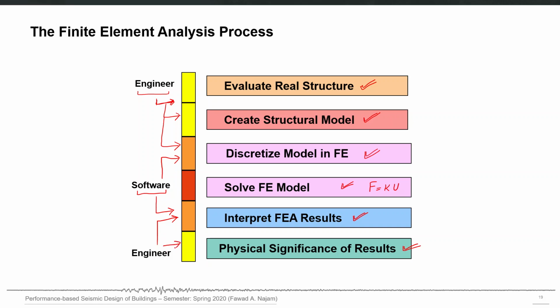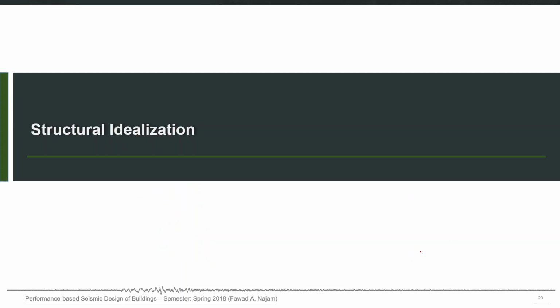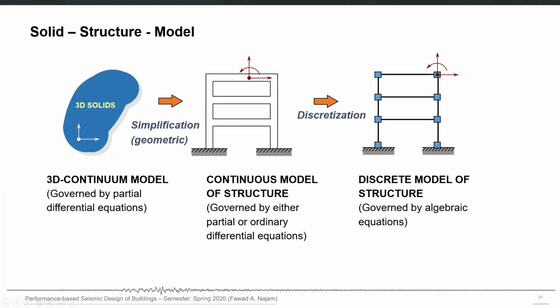So this is the overall scheme of work which is going to be implemented in the finite element analysis process. It starts with the idealization of the structure and it ends with useful design decision making, or realizing the physical significance of the results obtained from the analysis procedure. Let's now discuss the very first step of this whole process, which is structural idealization.